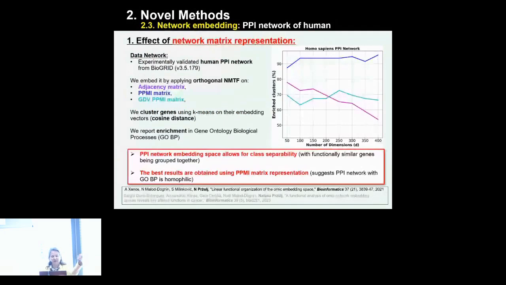So we will test the effects of network matrix representation, whether factorizing the adjacency matrix or PPMI matrix or graphlet PPMI matrix gives you good results. And here are just the results for GO biological process, gene ontology biological process, where you get the clusters based on cosine distance and k-means, that are the most enriched. So it says that network embedding space for human PPI networks allows for class separability. And here the best results are obtained for the standard random walk-based PPMI matrix representation.